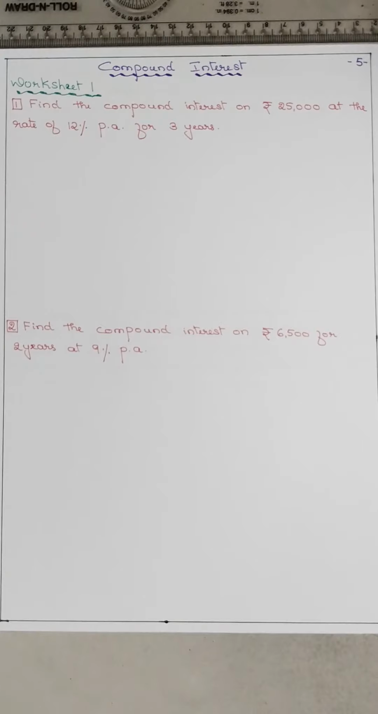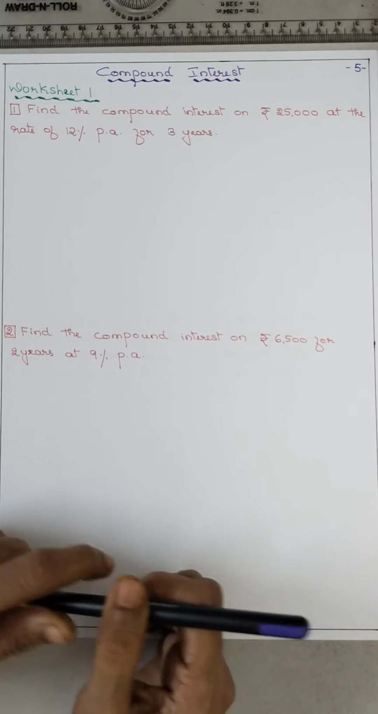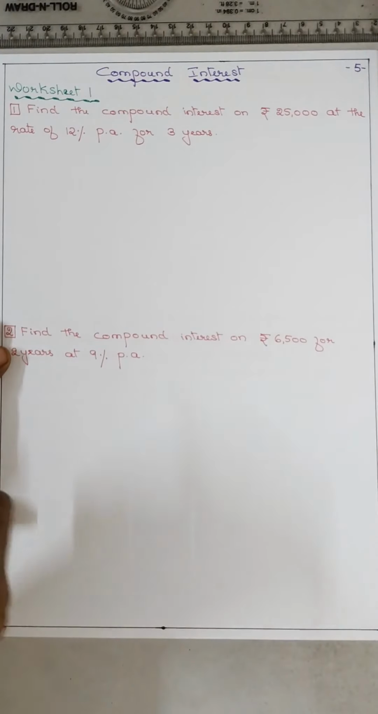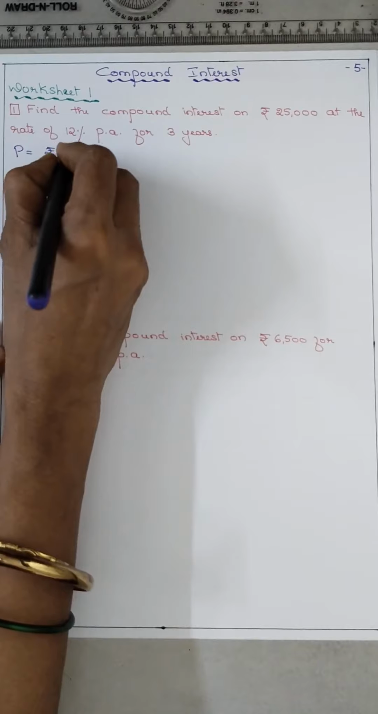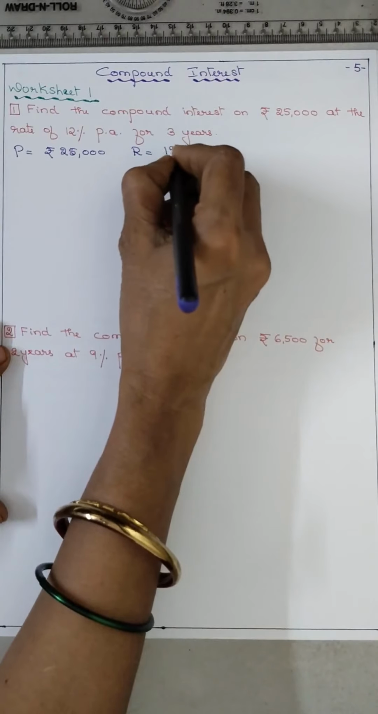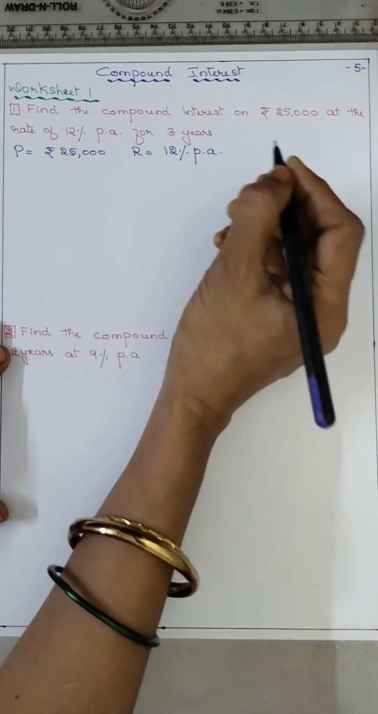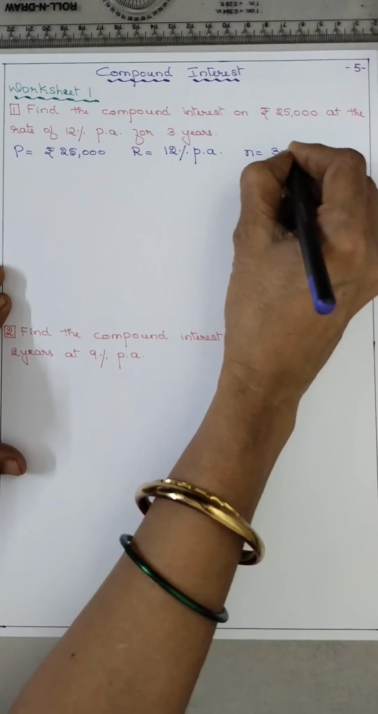So in this worksheet we are doing according to the formula method, because in the exam you are going to use the formula, isn't it? So directly we use the formula and we will solve this sum. The principal, how much is it given? Principal is 25,000. So P is equal to rupees 25,000. Rate of interest R is equal to 12% per annum. Now in compound interest, the time we are writing as N, 3 years.